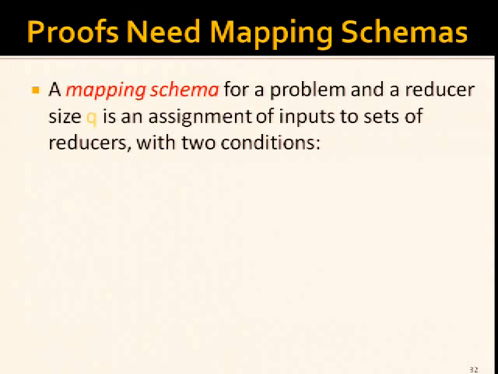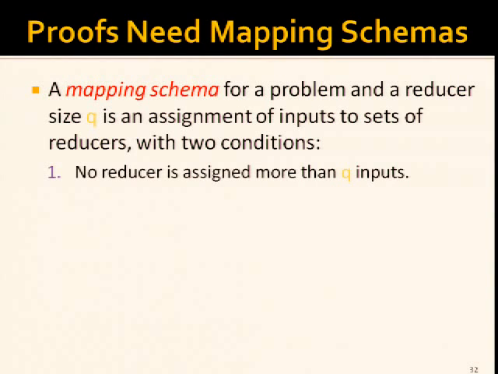Okay, well, this is for a problem. Remember, a problem is really a relationship between the inputs and the outputs. What inputs does each output depend upon? And Q is a reducer size. And so a mapping schema is really a solution to the problem.